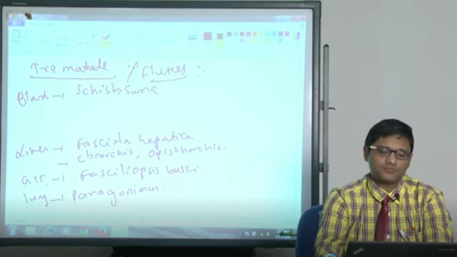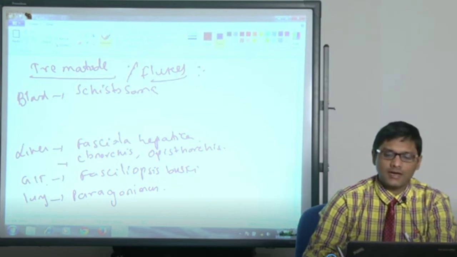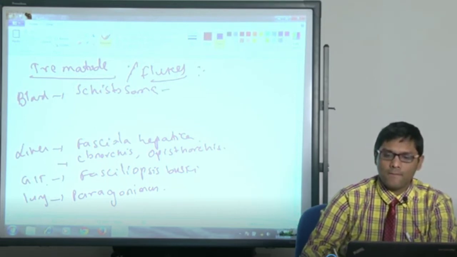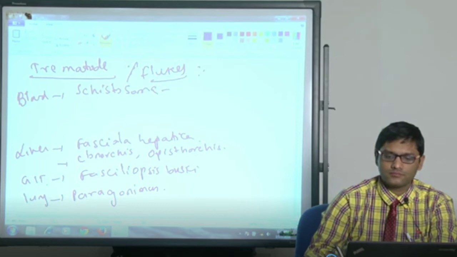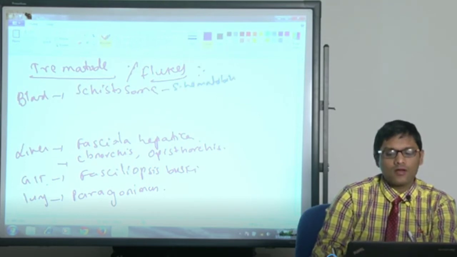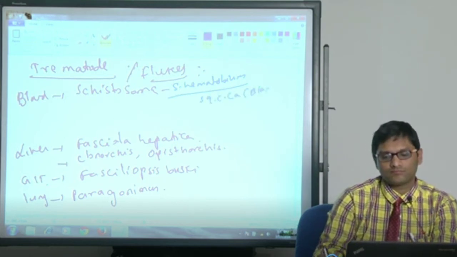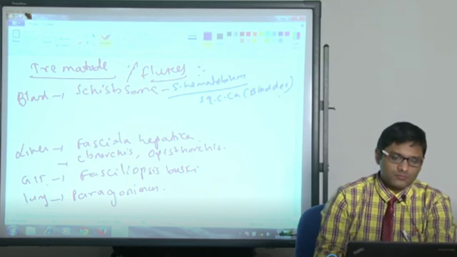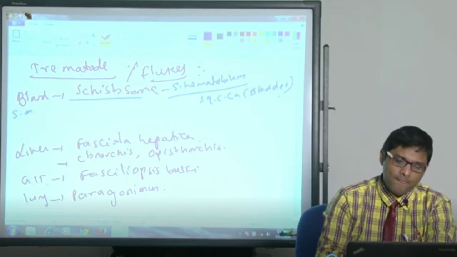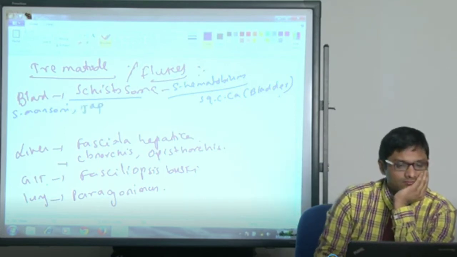Coming to the manifestations. Schistosoma haematobium causes squamous cell carcinoma of the bladder. Then Schistosoma mansoni and japonicum.